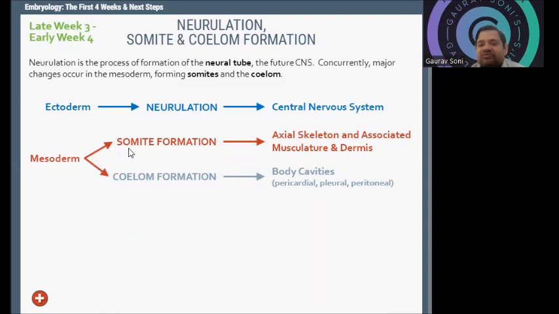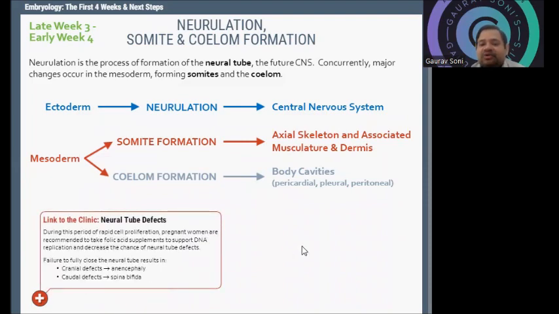Mesoderm, there will be two things. One will be somite formation, then coelom formation. Somite formation will give rise to the axial skeleton and associated muscles and skin, dermis, everything. Coelom will form the body cavities like the pericardial cavity, pleural cavity, and peritoneal cavity.